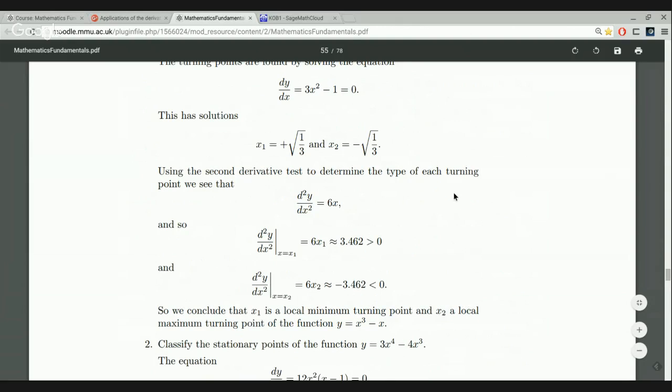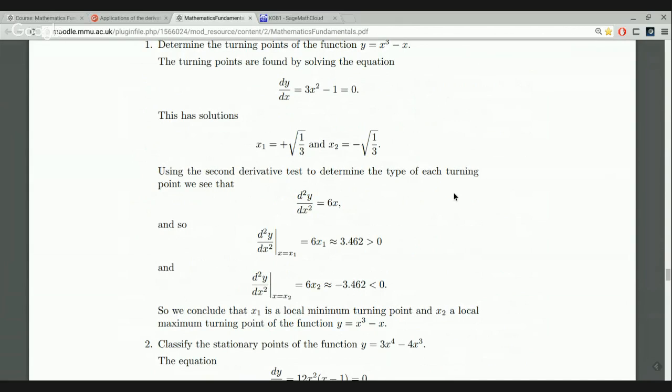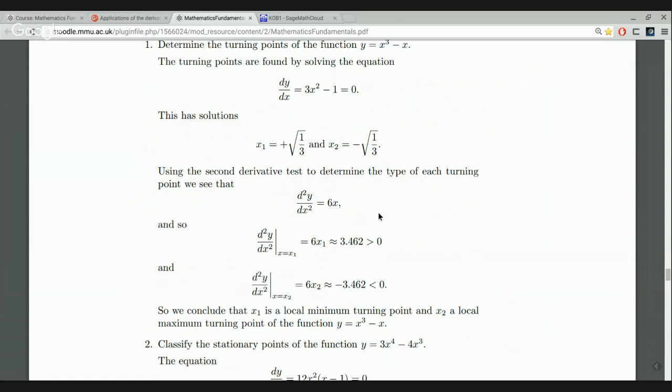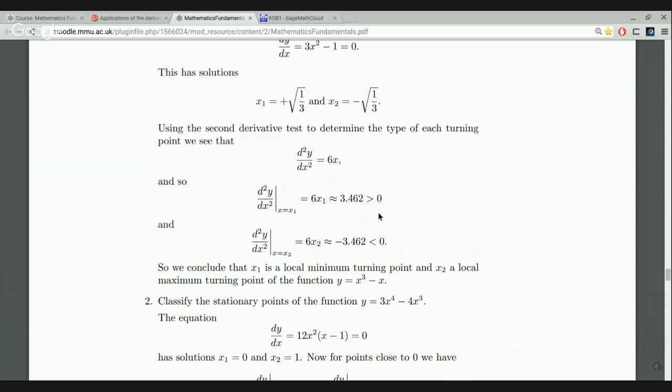To classify them then, we'd want to use the second derivative. So we obtain the second derivative of the function, so we differentiate the first derivative, so that would give us 6x minus 0, because the constant differentiates to 0. So the second derivative is 6x. So when you evaluate that at the positive square root of a third, you get something positive. 6 times the positive square root is going to be positive. When you evaluate it at the negative square root, it's going to be negative. Okay. So that means we've got a local minimum at the positive square root and a local maximum at the negative square root.